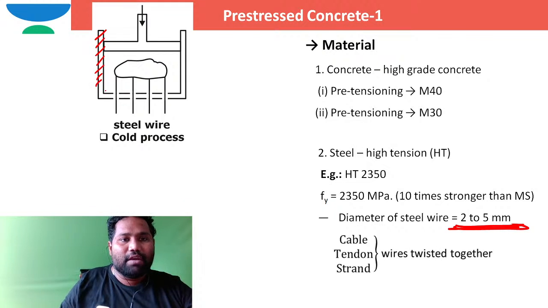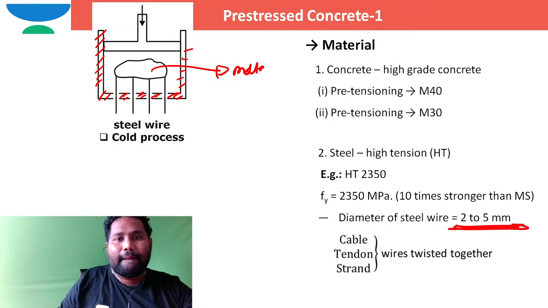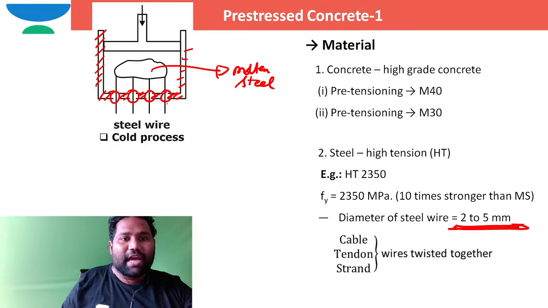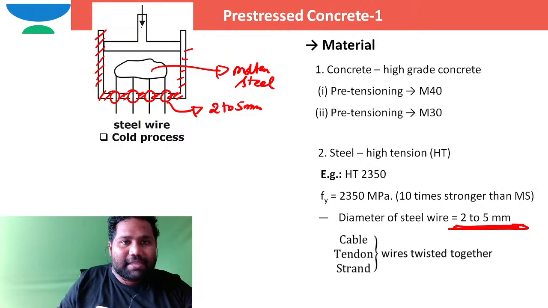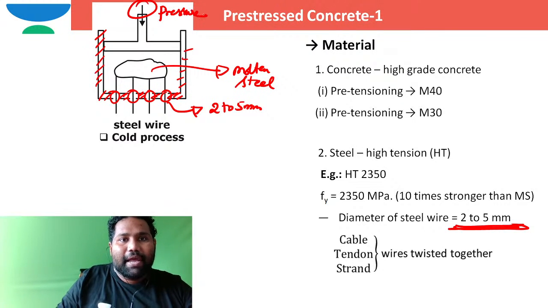This is a chamber in which you are keeping the molten steel. This is molten steel, right? This is the diameter of the wires, the diameter of the holes. The diameter of the holes is kept between 2 to 5 millimeter. If this molten steel is pressed under pressure, I am applying pressure on this molten steel.